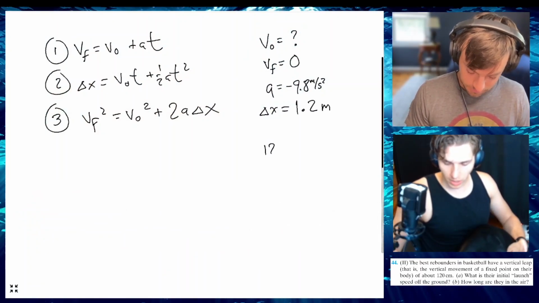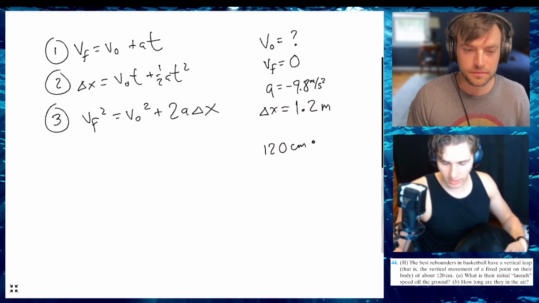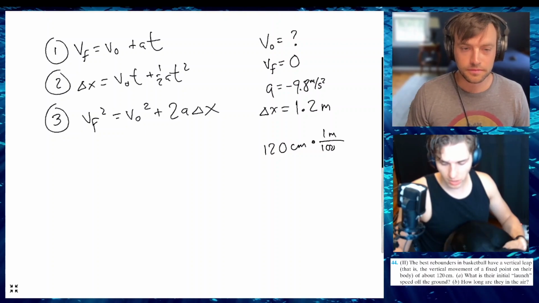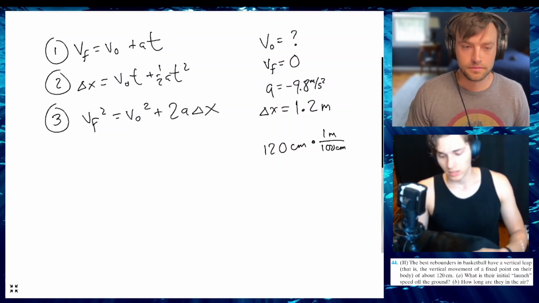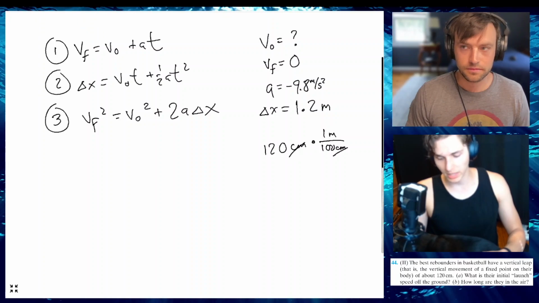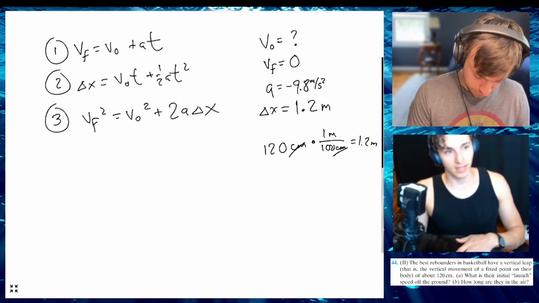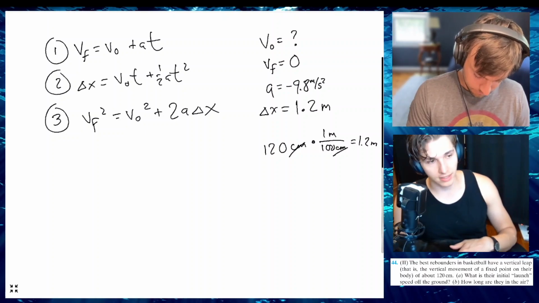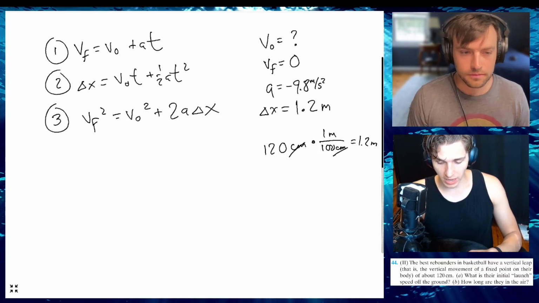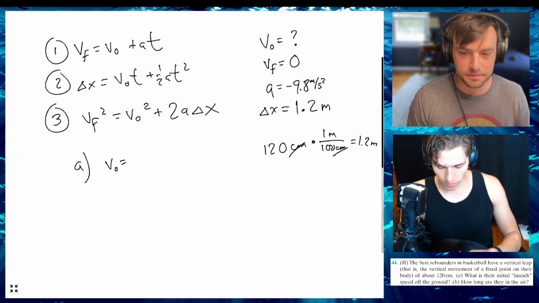So 120 centimeters times 1 meter per 100 centimeters. We divide by 100 to cancel out the centimeters and replace it with meters. That's converting, and that comes from the list of prefixes. Cent means 1/100. So we have all this information, and in part A, we want to solve for V initial.